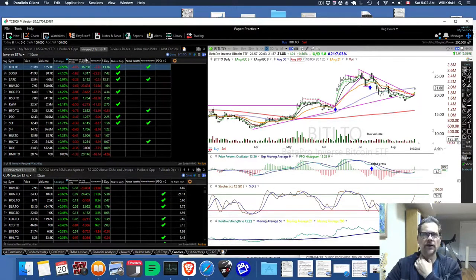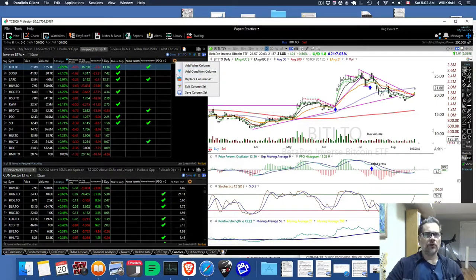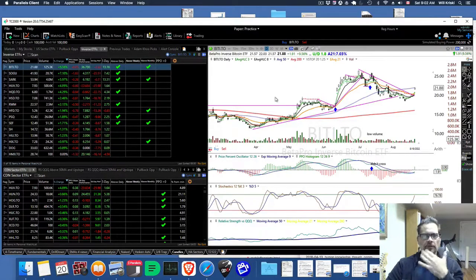So that's what I like about TC2000. I've got a lot of tabs here with a lot of data, and each one is different. It's a lot of data in a short space. I've also got columns here that I've customized. Check conditions. So you have a condition column. If you go here, plus, you can add a value or a condition. You can click on one of these averages and create a condition when it's above or below, crosses over, various conditions, and then you can use them in your columns just to get a quick checklist.